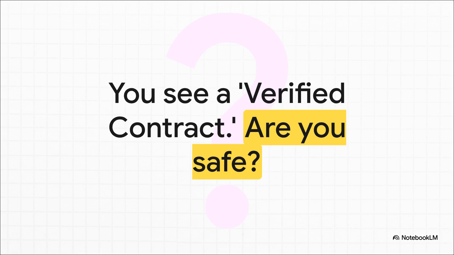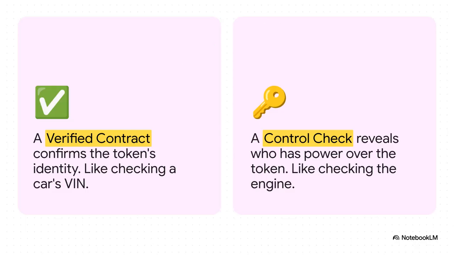Well, not exactly. The best way to think about it is like buying a used car. A verified contract just confirms the token's identity. It's kind of like checking the car's VIN number to make sure it matches the title and isn't stolen. Super important first step, for sure. But what we're doing today is the control check. This is where we pop the hood, look at the engine, and most importantly, we figure out who's holding the keys. Because identity is one thing, but power, that's the whole ballgame.